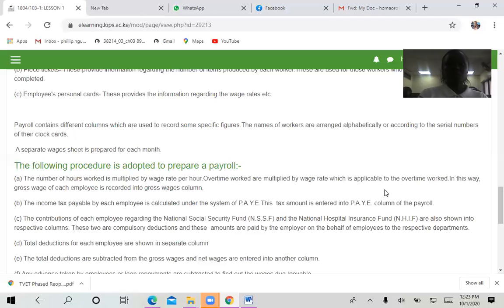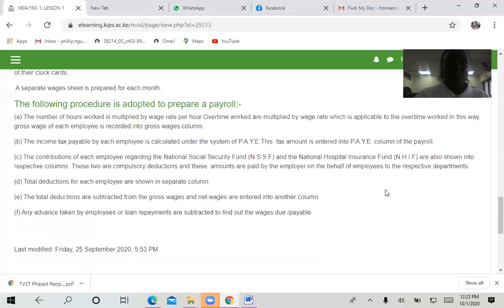Total deductions for each employee are shown in a separate column. Then the total deductions are subtracted from the gross wages, and net wages are entered into another column. So from the gross wages, you deduct the deductions to get the net wages, then you enter the amount of net wages in another column. That is the net wages column.